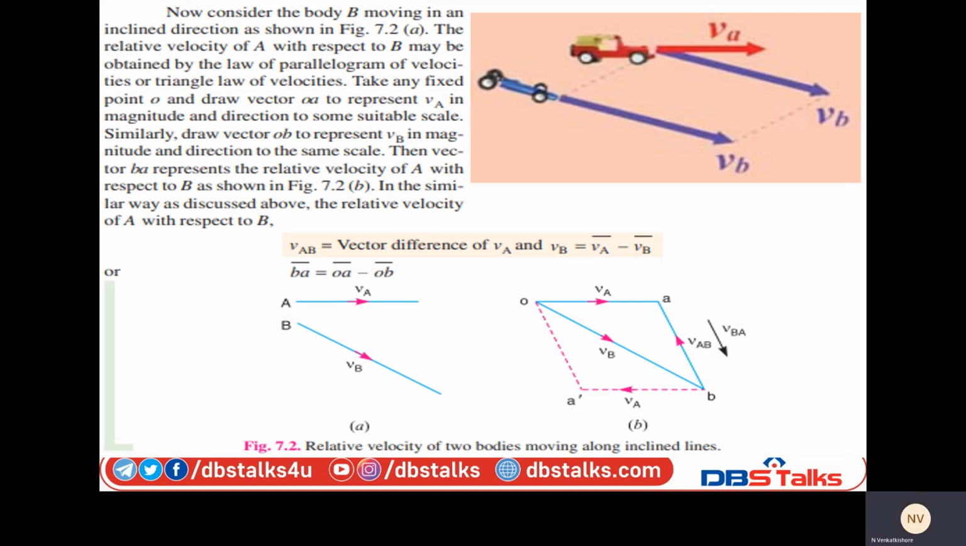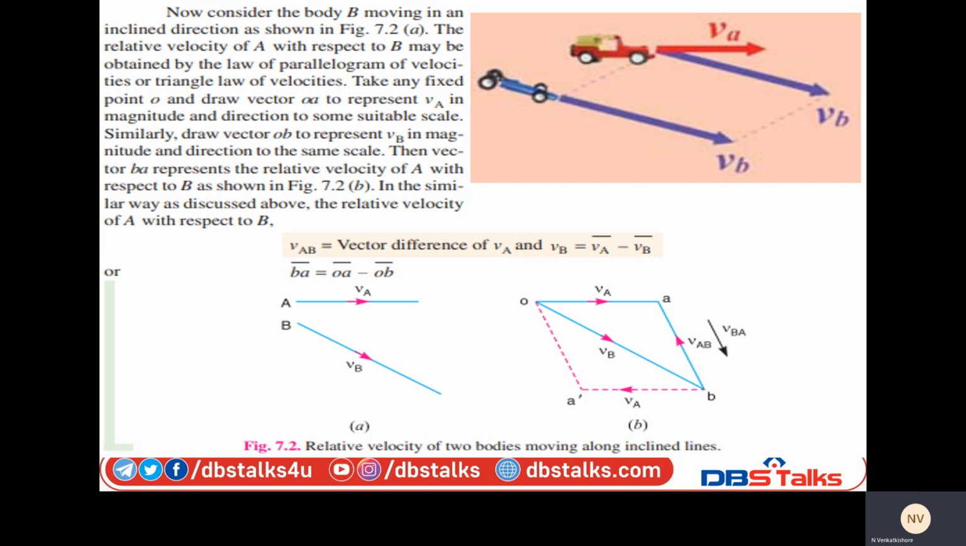Now consider the body B moving in an inclined plane. Suppose with respect to A, the body B is moving at a certain inclination. If you see the diagram, the relative velocity of A with respect to B may be obtained by the law of parallelogram of velocities or the triangle law of velocities. Now take any fixed point O.